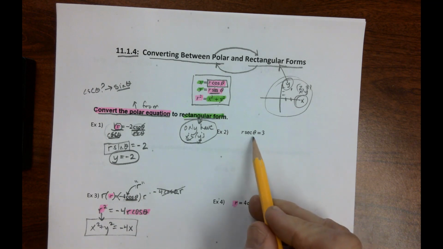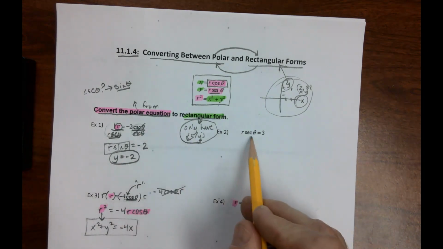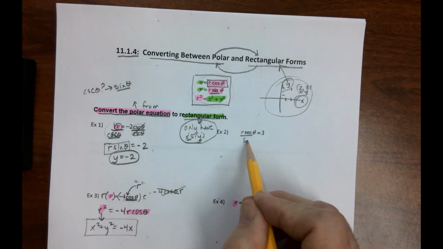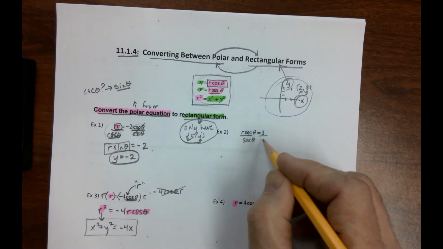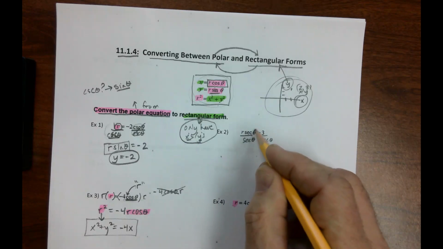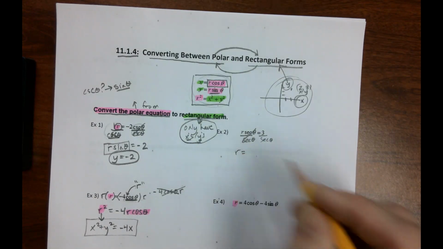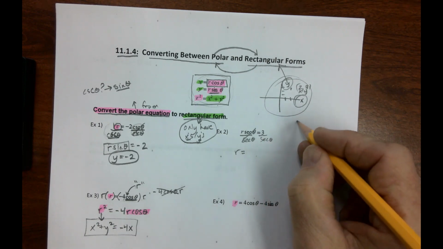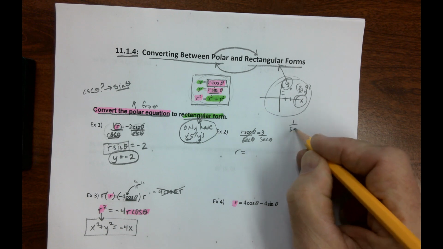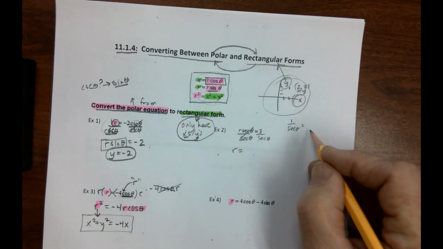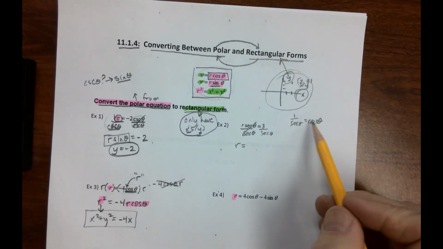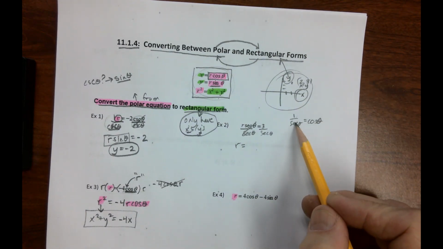Let's go to this one. Same sort of thing as this. We don't have a secant in our little box here, so we've got to get rid of that thing. And then we've got to do the same thing over here. These cancel, so I end up with r equals, now this one's a little different, but ignore the 3 for a second. What is the reciprocal of secant? In other words, 1 over secant equals what? Well, that would be cosine. That's just a different way of saying secant is the reciprocal of cosine.